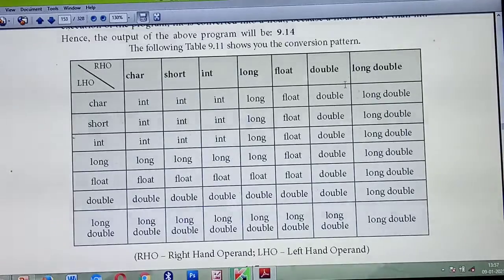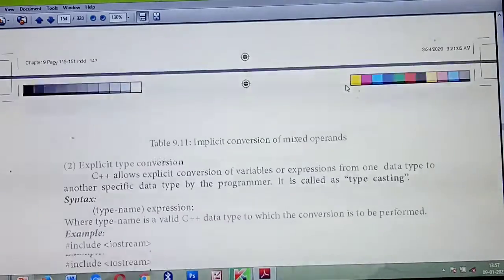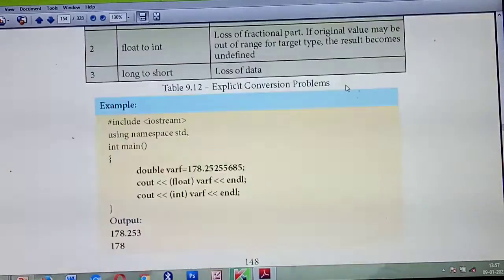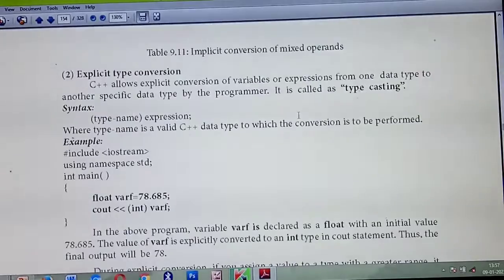Just one time read it. Okay. So the next conversion is explicit conversion. What's the next type of conversion? Explicit conversion. Explicit conversion means the particular user is going to convert from one data type to the next data type. Implicit means the compiler itself does the conversion automatically. But explicit conversion means the user is going to convert from one data type to the next data type.